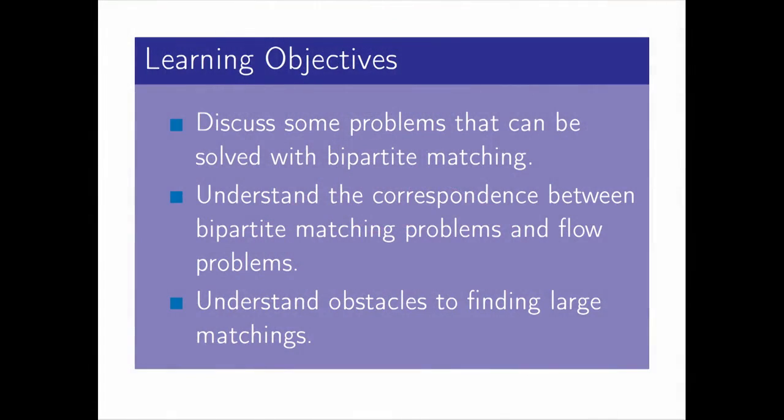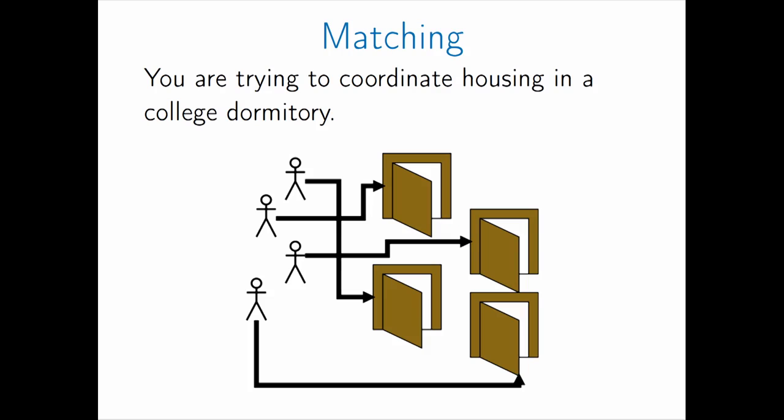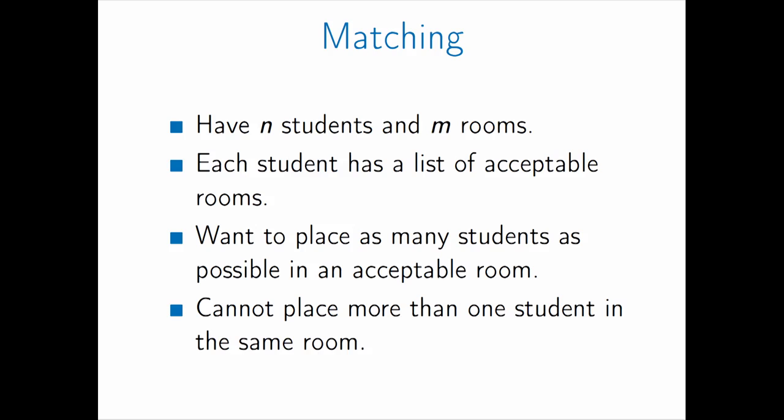Today we're going to talk about an application of some of these network flow algorithms we've been discussing to a problem called bipartite matching. To get started, suppose that you're trying to coordinate housing in a college dormitory. You've got N students and M rooms. Each student is giving you a list of rooms that they consider to be acceptable. What you'd like to do is place as many students as possible in an acceptable room. Of course, there's a limitation here that you can't place more than one student in the same room. Okay, so this is the problem.